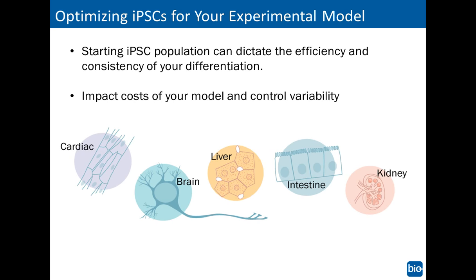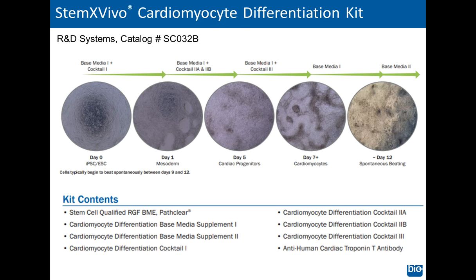Another important aspect to validate your cells is after you've done the differentiation, making sure that your terminally differentiated cell types are indeed expressing the markers they should and functioning the way they should. And to illustrate the lengths that we go through here at Bio-Techne when we're working with our stem cells, I'll use our StemXVivo Cardiomyocyte Differentiation Kit to walk through the things that we do to validate the cells after they've differentiated.